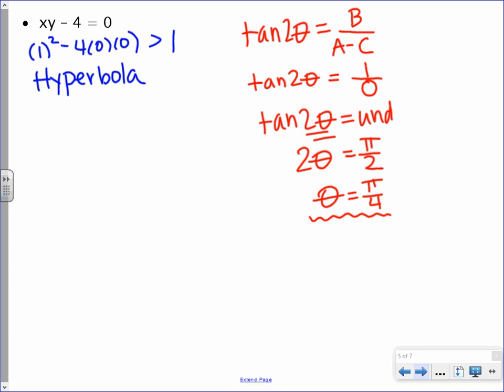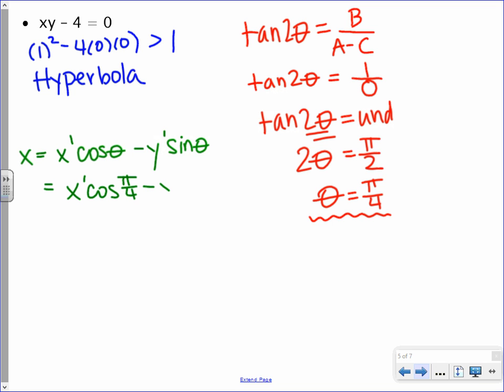Your next step is to figure out your substitutions for x and y. Your x, and this is something you're going to need to remember, is x prime cosine theta minus y prime sine theta. So for this example, our theta we figured out to be pi over 4.